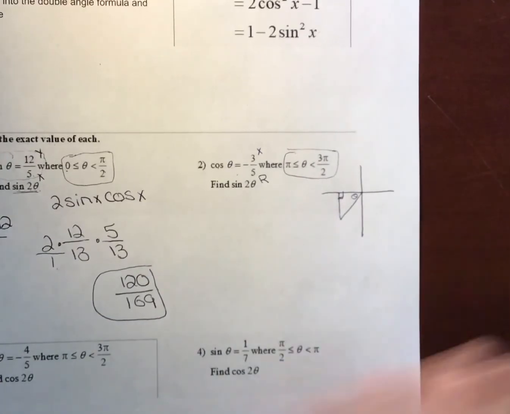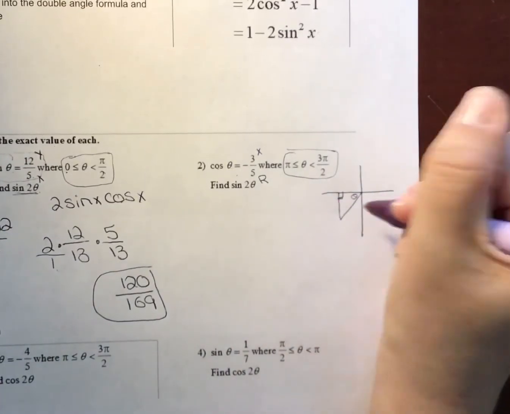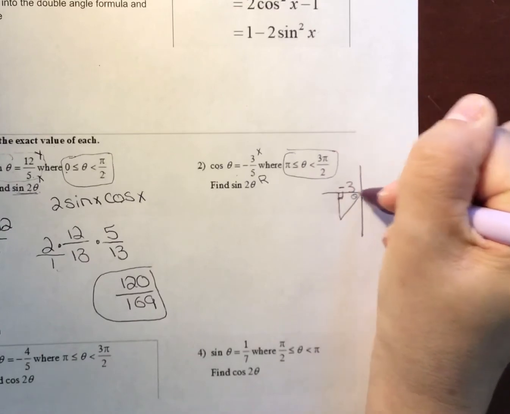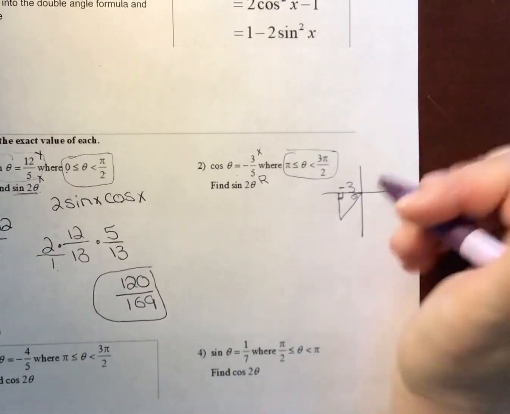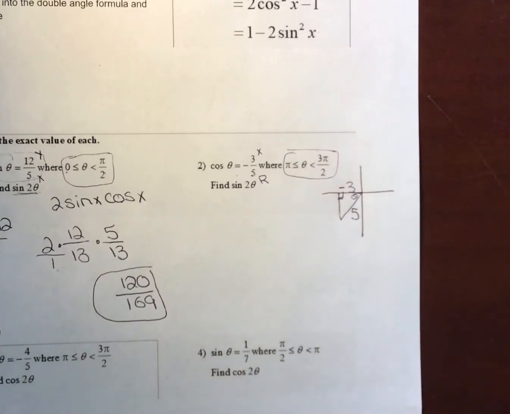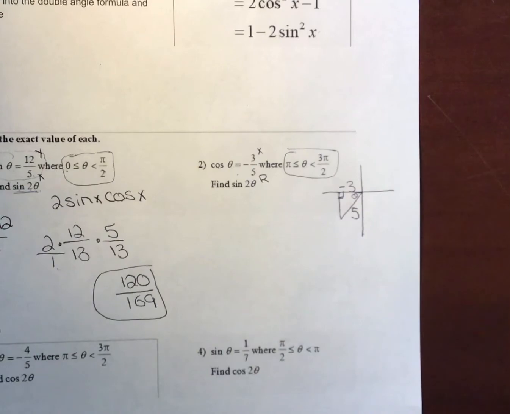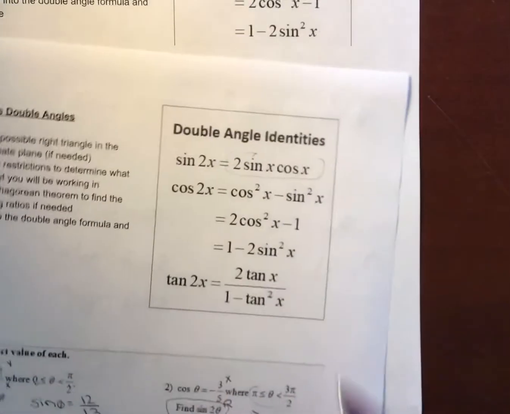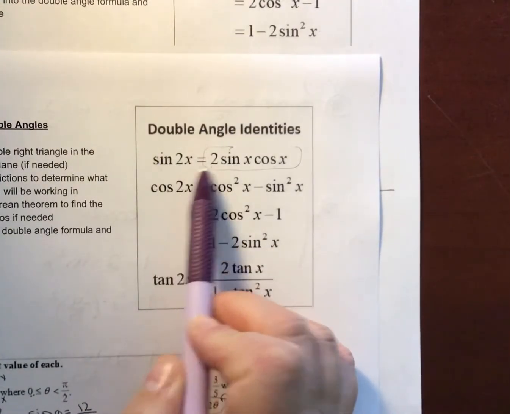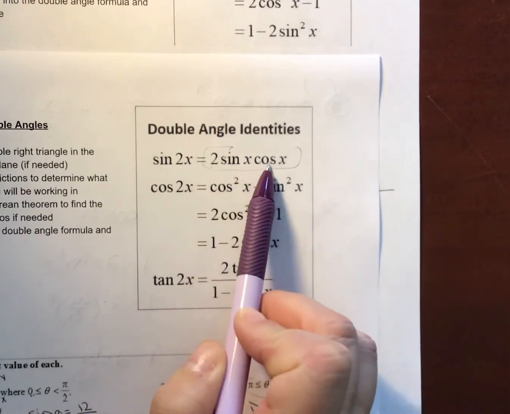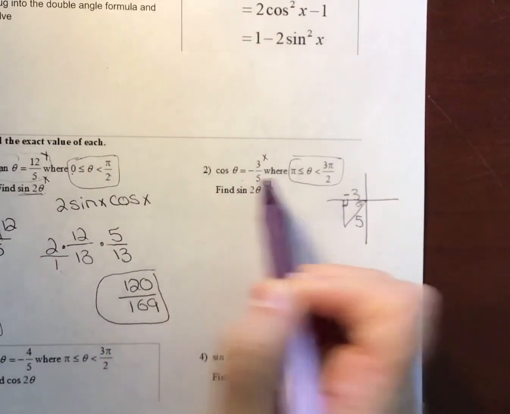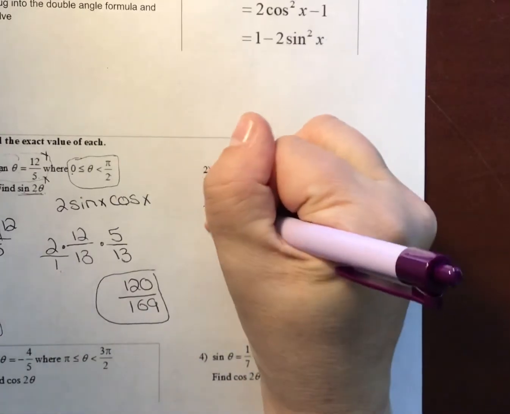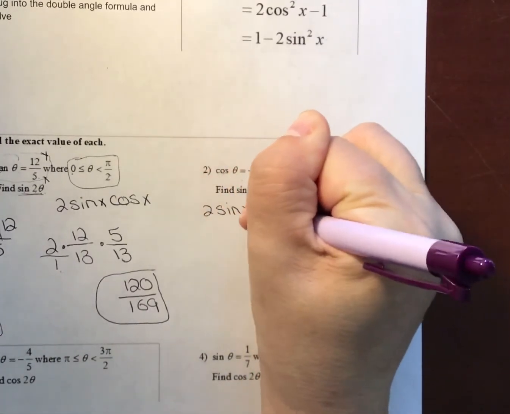You need to figure out which one would be negative here. So this is the negative, negative 3, because we're going in the negative direction on the x. The hypotenuse is always going to be positive. Okay. So if we're finding sine, double angle of sine wants you to have a sine ratio and a cosine ratio. Right now we have a cosine ratio, but we do not have a sine ratio. So we will have to do the Pythagorean theorem to find that.